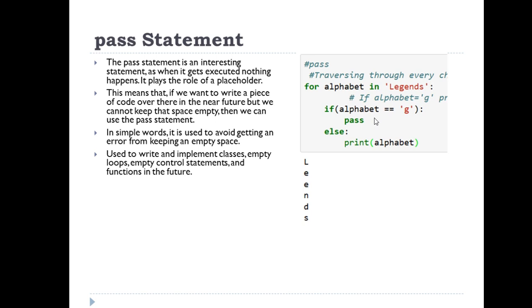Basically it's a placeholder. In simple words, pass is an empty holder. It is not executing something. We use this whenever we want to create some empty loops, empty classes, empty functions, which we may want to fill in later. That's the easiest concept. So pass is actually a very interesting statement.